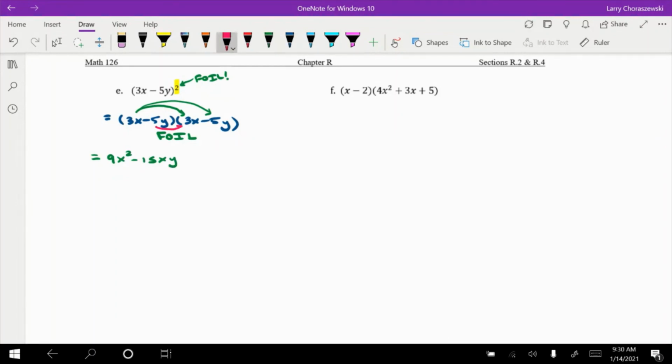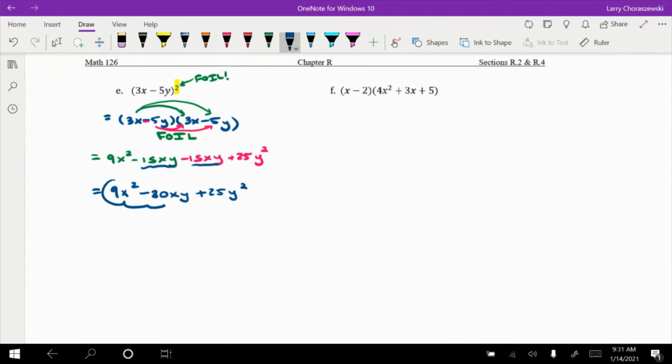Then we'll distribute negative 5y. Okay, so don't forget there's a negative there. So that's going to be negative 15xy, you can write that as. And then negative 5 times negative 5 is positive 25. And don't forget the two y's multiplying together will give you y squared. You can combine like terms with the two middle terms, giving you negative 30xy plus 25y squared.